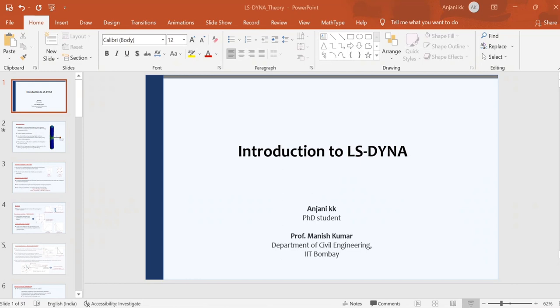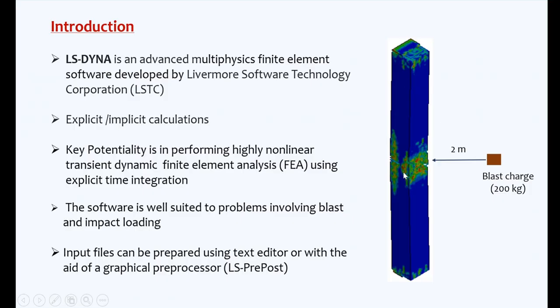And the image you see here is a response obtained using LS-DYNA for a column which is subjected to a blast. For this, a blast charge is kept at a standoff distance of 2 meters at the mid height of the column, and the blast charge is around 200 kg. So you can see the response; this is how we obtain a typical response for a column using LS-DYNA.